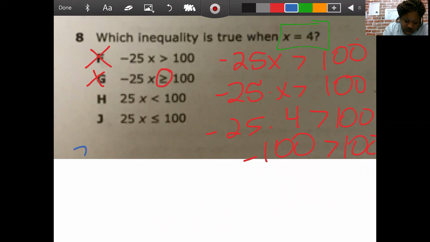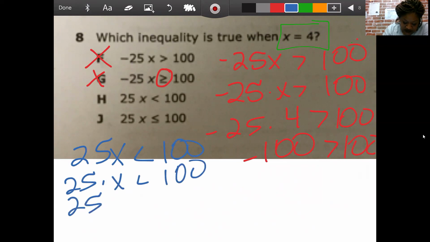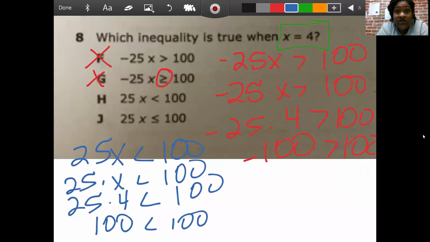Okay, let's look at H. So H is saying 25x is less than 100. So 25 times x is less than 100. 25 times 4 is less than 100. 100 is less than 100. 100 can't be less than itself. So we know that H is not correct, okay? It's like saying $1 is less than $1. No, they're equal.